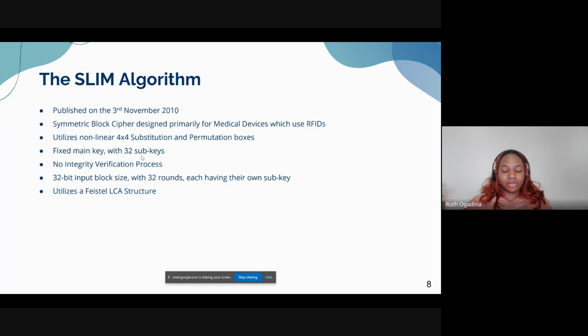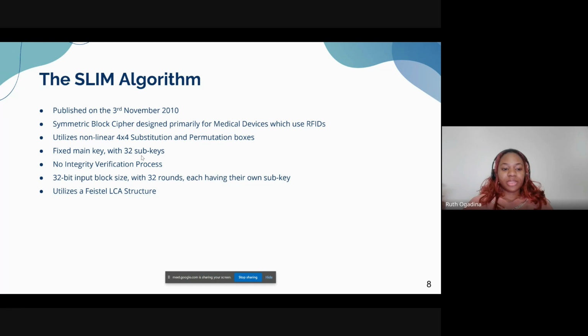It was specifically designed for medical devices that make use of RFIDs, and it currently just uses a non-linear 4x4 substitution box, which is the minimum size of S-boxes that are used in cryptographic systems, and it also uses a 4x4 permutation box, which is fixed. It also has a fixed main key, which is 80 bits in size, and from this 80-bit main key, it generates 32 subkeys, which are used for each corresponding round.